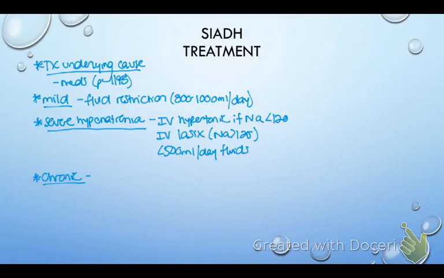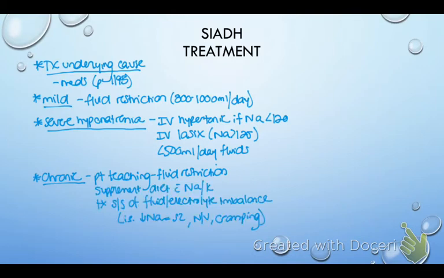If it's chronic, you're going to have to teach the patient about fluid restriction. They're going to have to supplement their diet with sodium and potassium. We want them to know the signs and symptoms of fluid and electrolyte imbalances. Like if they start developing cramping, that should be a red flag to them that, oh, my sodium might be getting low. I need to go see my doc, or I need to increase my supplements, because if not, it could lead to seizures or something more significant.